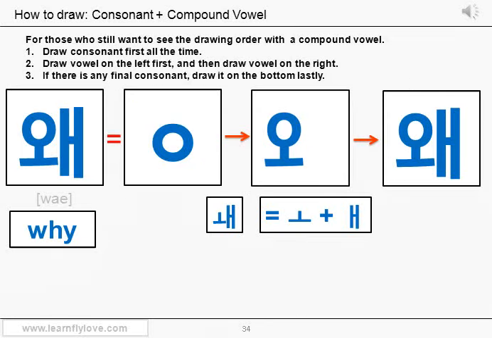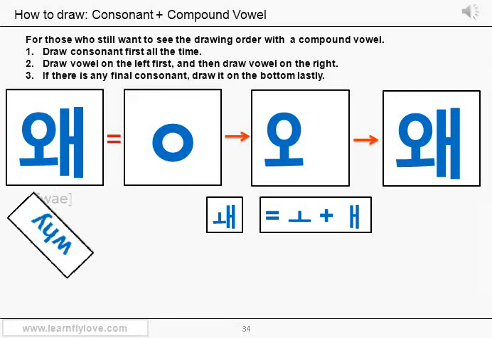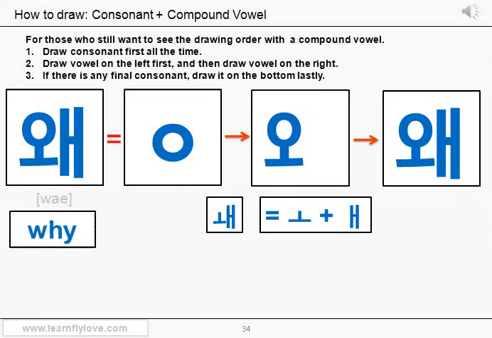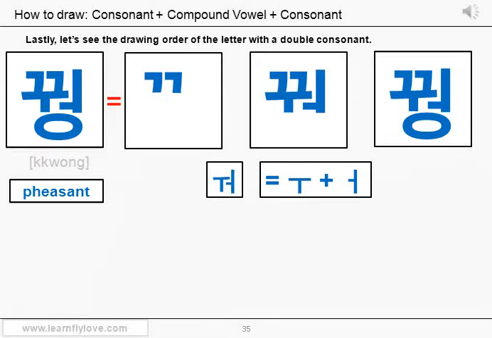This is an interrogative why. How do we say why in Korean? 왜, 왜. The first consonant is 이응, the round consonant which doesn't have any sound, and the vowel is the compound vowel 왜, 왜. It's O plus E, 오에, 왜. The consonant doesn't have any sound, therefore it will make the same sound as the vowel does. 왜, 왜.